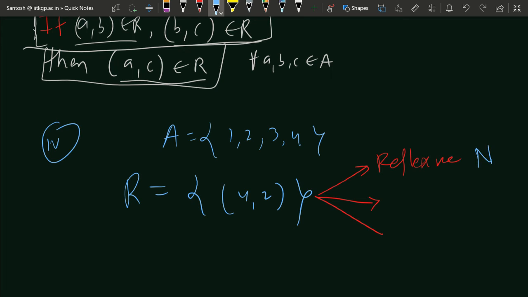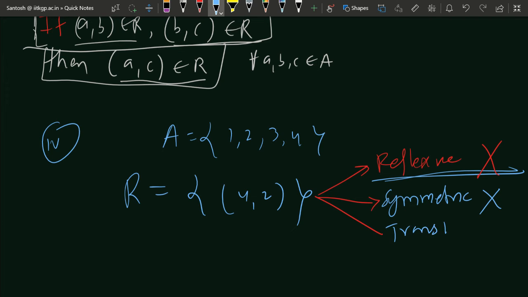No, sir. No. Why? So 4 comma 4 should be there, 1 1 will be there, 2 2 should be there, 3 3 should be there. Yes, sir. Okay. Is it symmetric? No, sir. Why is it not symmetric? So 2 comma 4 should be there. Yes. Similarly, the other side should be there. Okay. Do you see it is transitive?